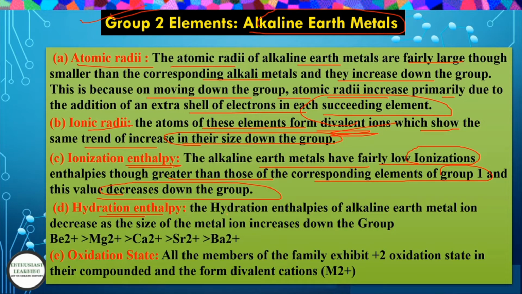Hydration enthalpy. The hydration enthalpies of the alkaline earth metal ions decrease as the size of the metal ion increases down the group. Here is the order. Oxidation state. All the members of the family exhibit +2 oxidation state in their compounds and they form divalent cations.